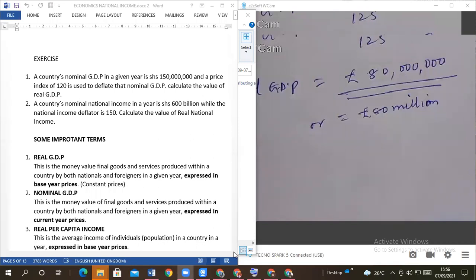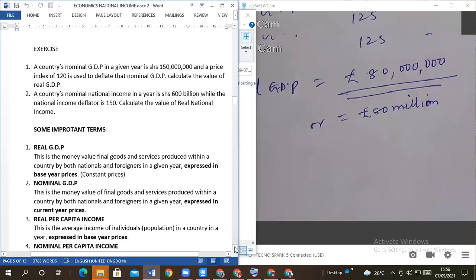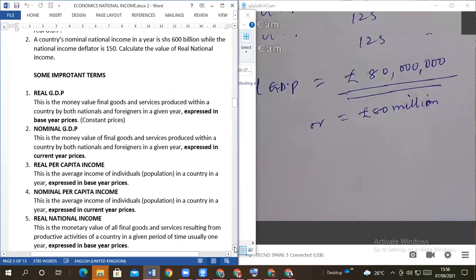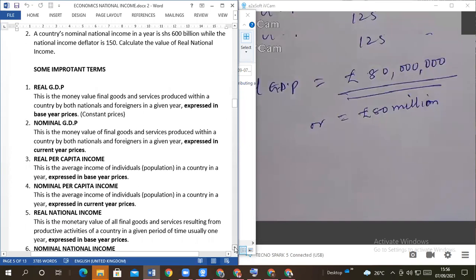We move on to the next term there, which is the real per capita income. What does it mean? We already know the meaning of per capita income. Real per capita income refers to the average income of individuals in a country in a year, expressed in base year prices.